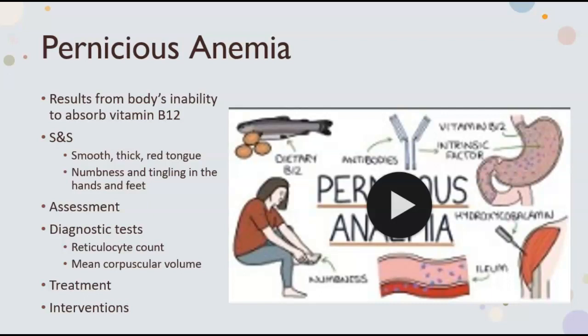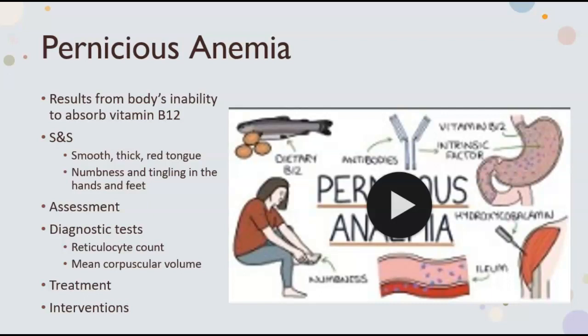Interventions are going to be vital signs every 4 hours. Oral care is important, especially if they have those GI symptoms, nausea, vomiting, because you want to make sure that they're eating. And then that takes us to the diet. You want it high in protein, vitamins, and minerals. So make sure they're eating red meat, dairy products, and eggs. Those all have high levels of vitamin B12 in them.